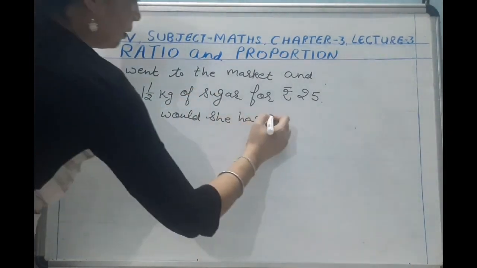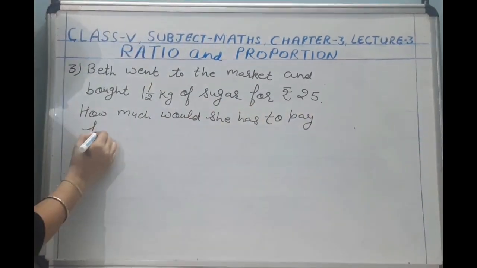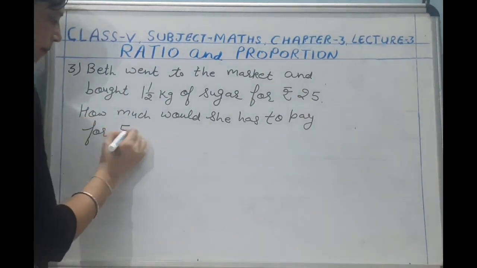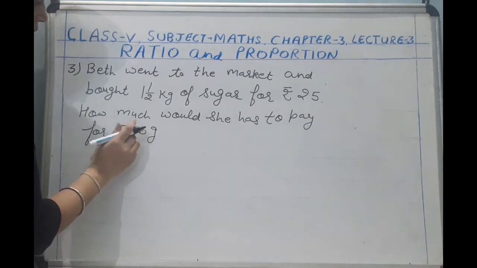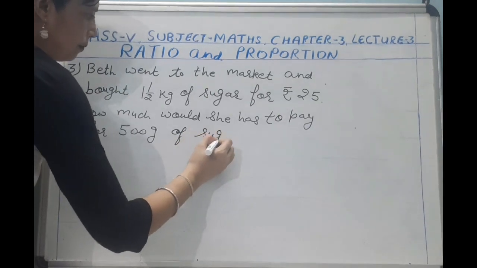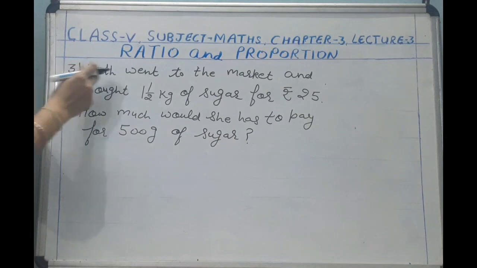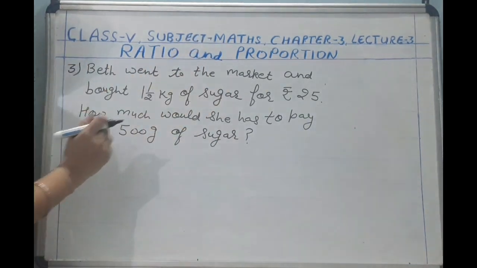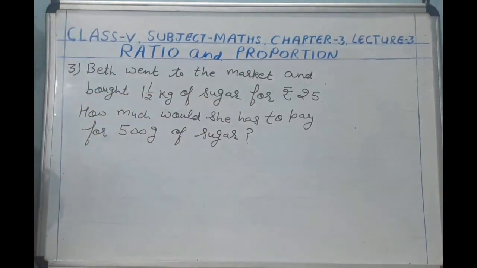Beth went to the market. Beth market गई, उसने purchase किया 1.5 kg of sugar for rupees 25. How much would she has to pay for 500 grams of sugar?